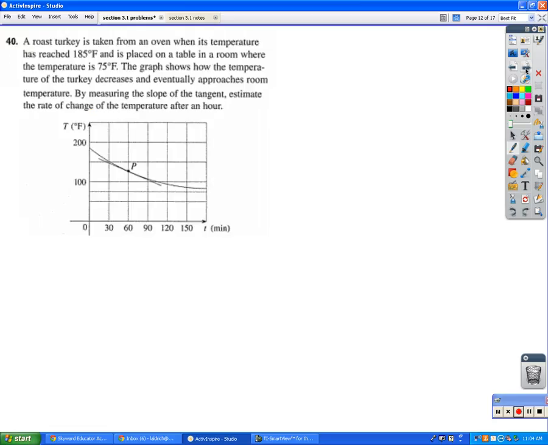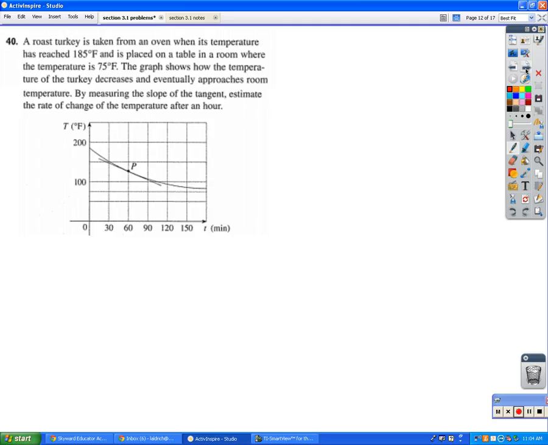All right, number 46. Who said no word problems in this book? A roast turkey is taken from an oven when its temperature has reached 185 degrees Fahrenheit and is placed on a table in a room where the temperature is 75 degrees Fahrenheit. Did you guys do Newton's law of cooling in physics? The graph shows how the temperature of the turkey decreases and eventually approaches room temperature. By measuring the slope of the tangent, estimate the rate of change of the temperature after 1 hour.